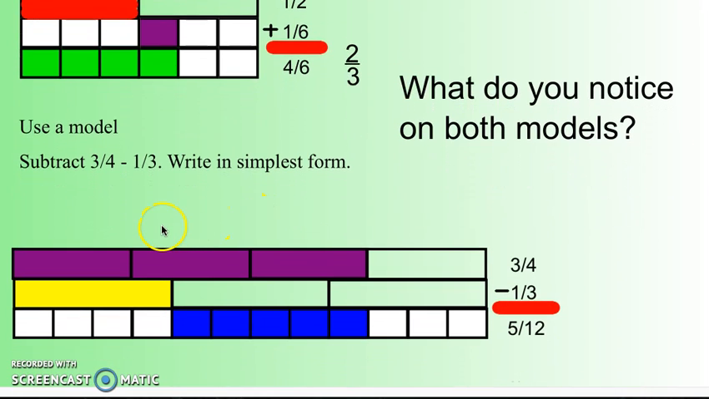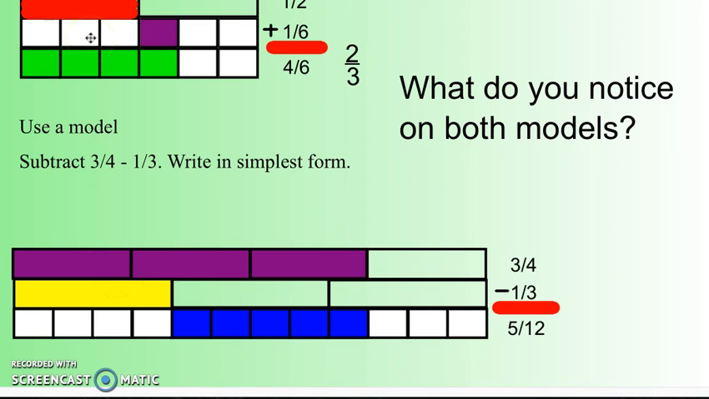Now look at this one. This one has 3 out of 4 shaded. And then this one has 1/3 shaded. Now look at the difference between these two.